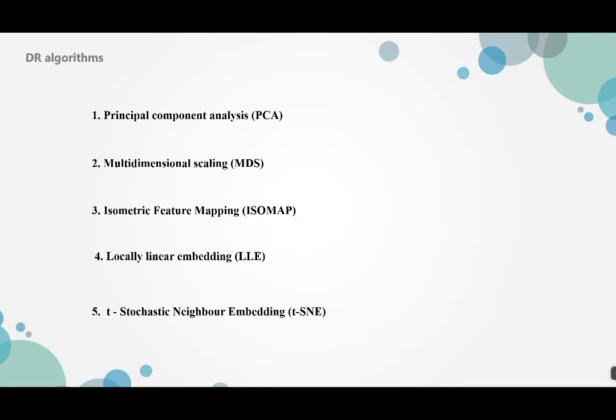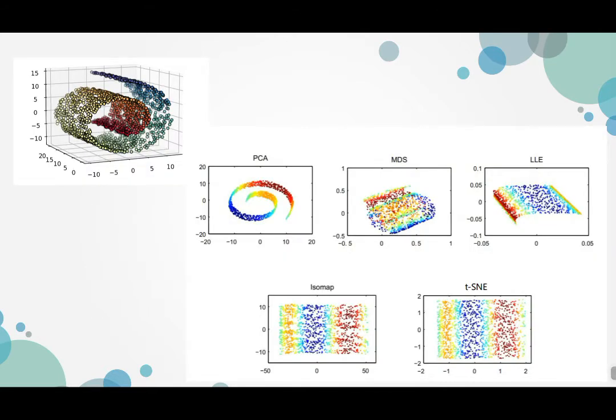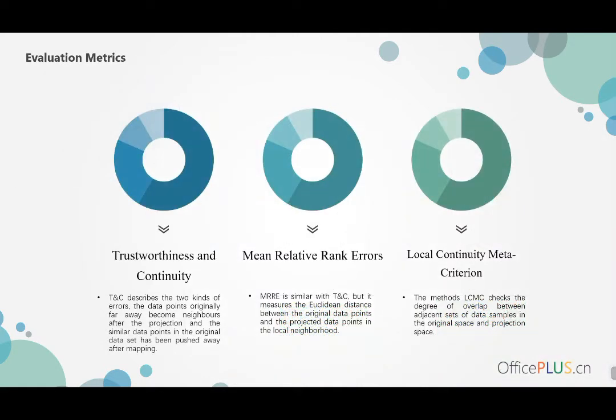The visualization of the dimensionality reduction results from the dataset is showing now. It is obvious that the algorithms t-SNE and ISOMAP have the best performance among them. Then 3 different evaluation methods are proposed. The metrics we focus on in this project include trustworthiness and continuity, that is T&C, the mean relative rank errors, MRRE, and the local continuity meta criterion, the LCMC.